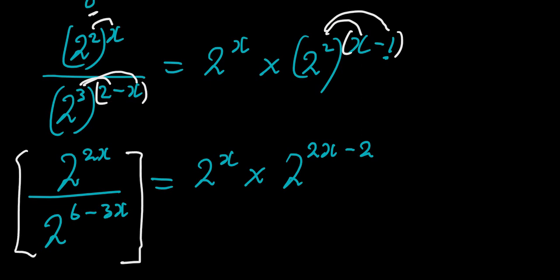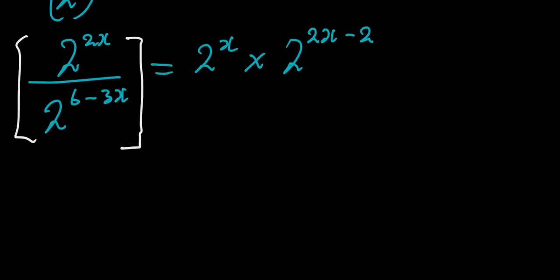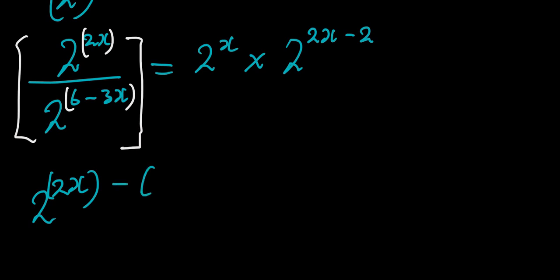All right, so at this point we are going to focus on the left side and apply the division rule of exponents to that. We just have to write this as a single base and then subtract the exponent of the denominator from the exponent of the numerator. So this will become 2 exponent 2x, you can put it in parentheses, minus 6 negative 3x.